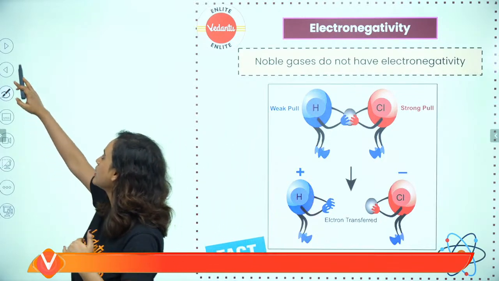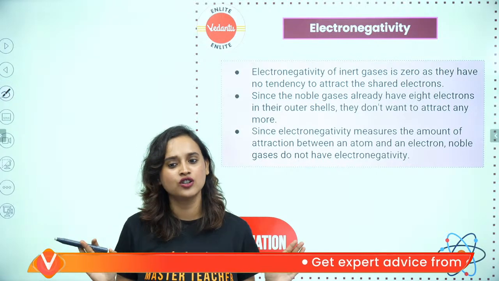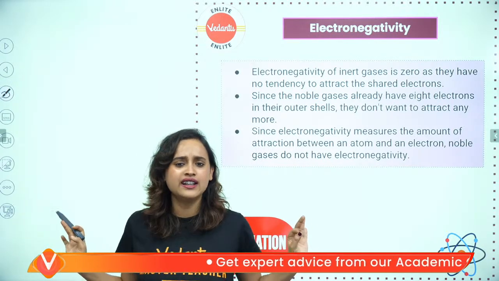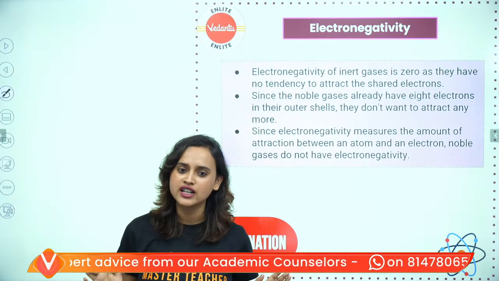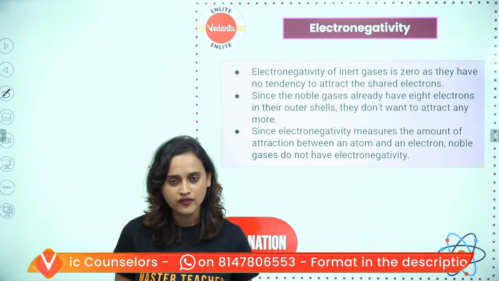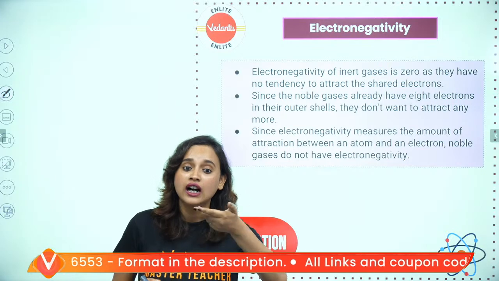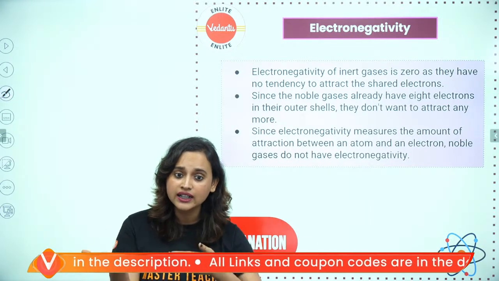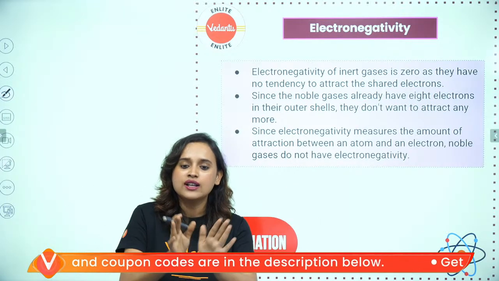They are like, whatever, we are absolutely fine with it. We have no tendency to attract or share electrons. They already have 8 electrons in their shells. They are like, we are stable, we are fine. They are already filled. And because electronegativity is a measure of the attraction between an atom and an electron, noble gases do not have any electronegativity.